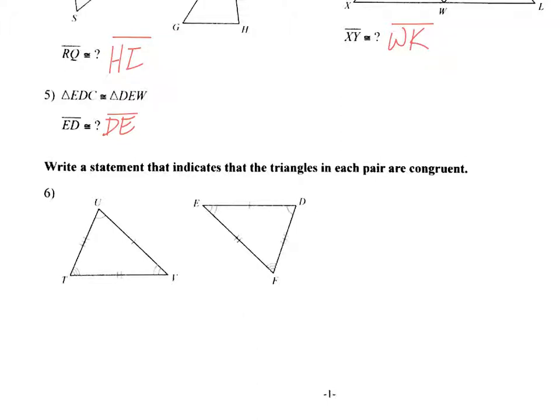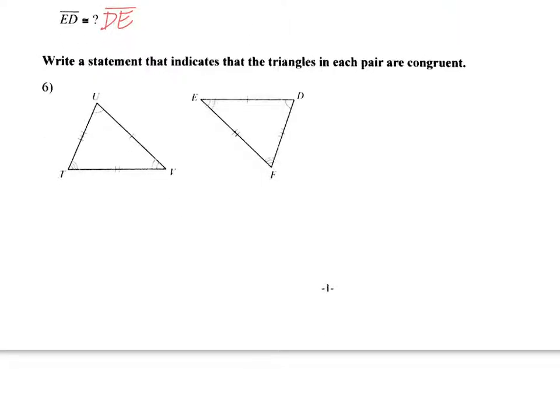Alright, then what if we actually have to write the actual congruent statement itself? So here it says, write a statement that indicates the triangles in each pair are congruent. So we want to say triangle. Now, we just pick a random order for the first one. So for this first triangle, I'm going to go TUV. So triangle TUV is congruent to triangle. Now I have to go to the other one. Well, here's where our marks matter.